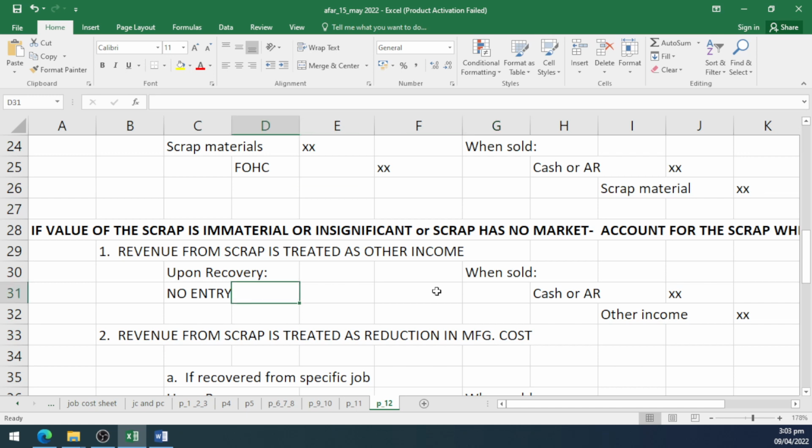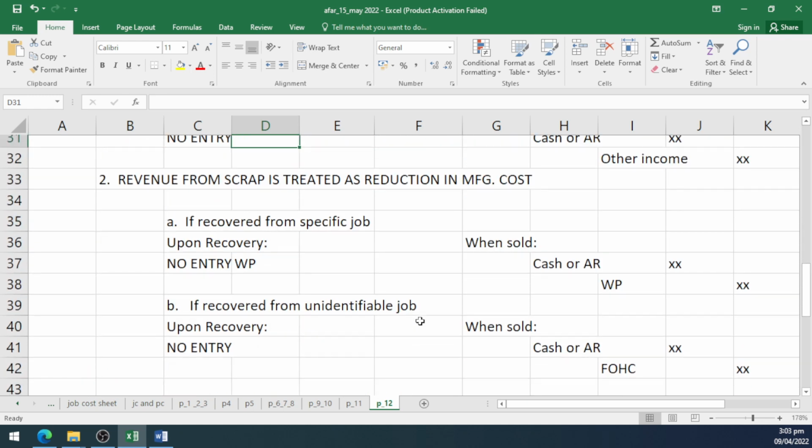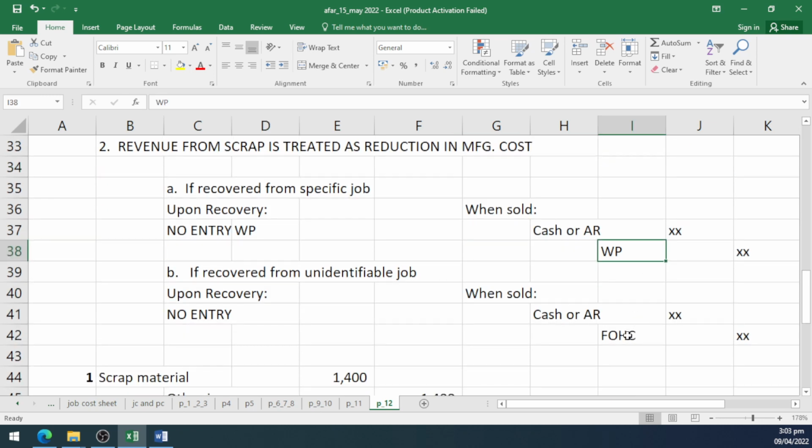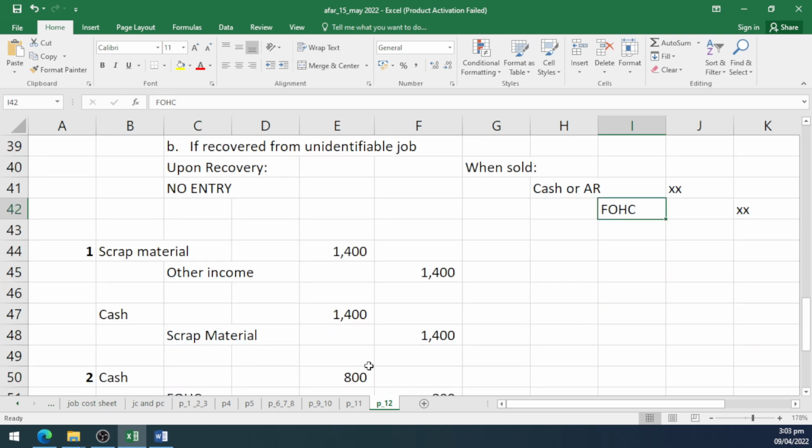Pag nabenta mo, ito. Debit cash or AR, credit other income kung treated as other income. Kung treated as reduction in manufacturing cost, o either work in process or factory overhead control yung ating credit. Yan po ang alternative natin sa accounting for scrap.